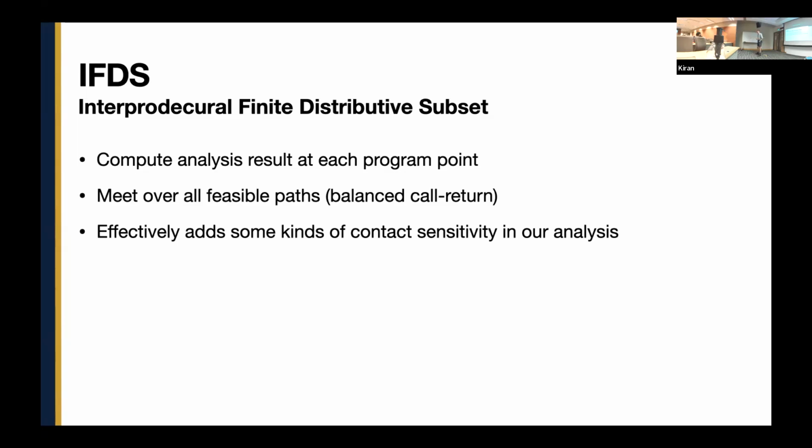The other thing it helps capture is what's called meet over all feasible paths, which is basically the whole balanced call-return thing. And what we'll see is, when Joanna was explaining context sensitivity, how it separates data flowing from one call site and another call site, IFDS is another way of doing the same thing. You can think about it as an infinitely sensitive context sensitivity in a way. And I hope that will make sense.